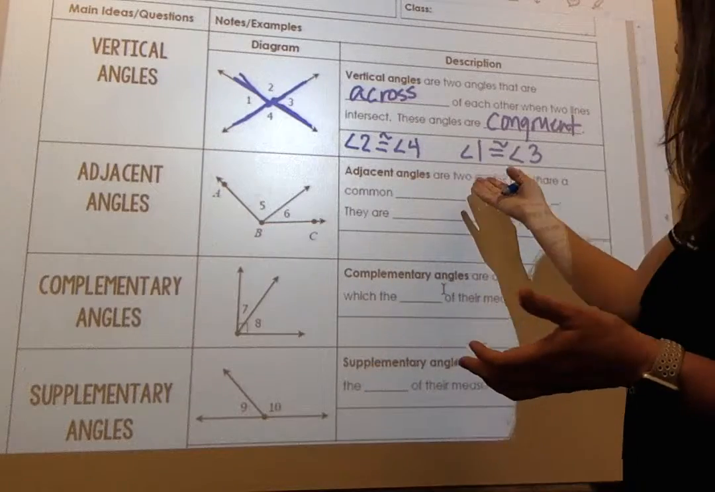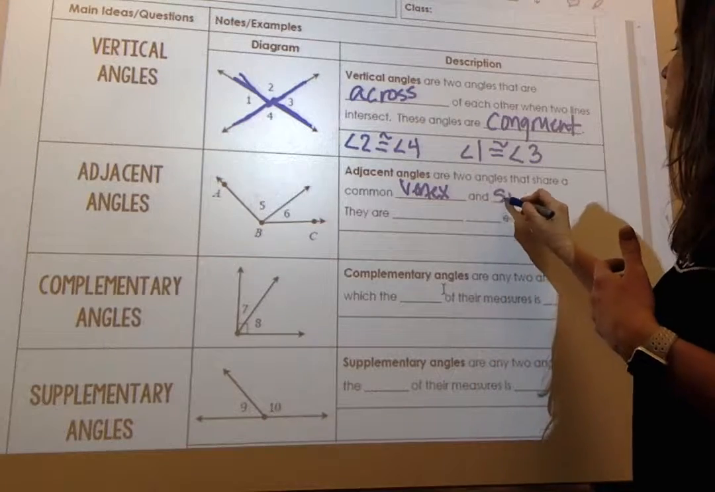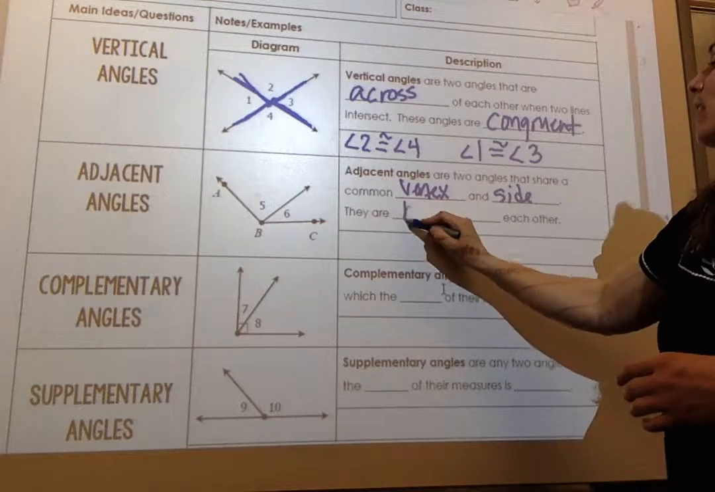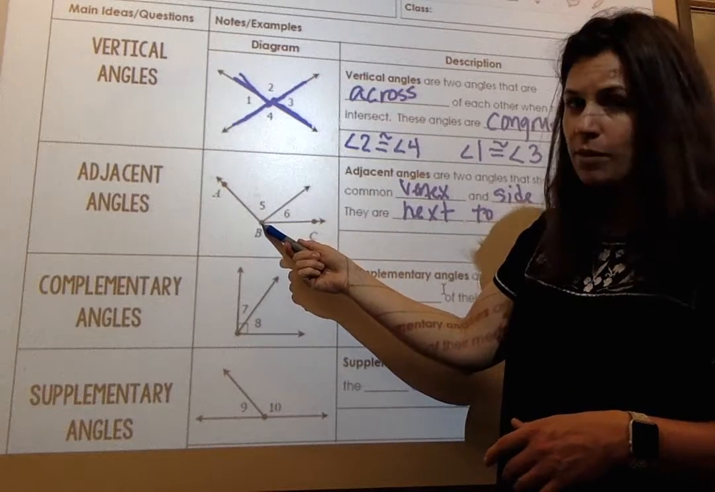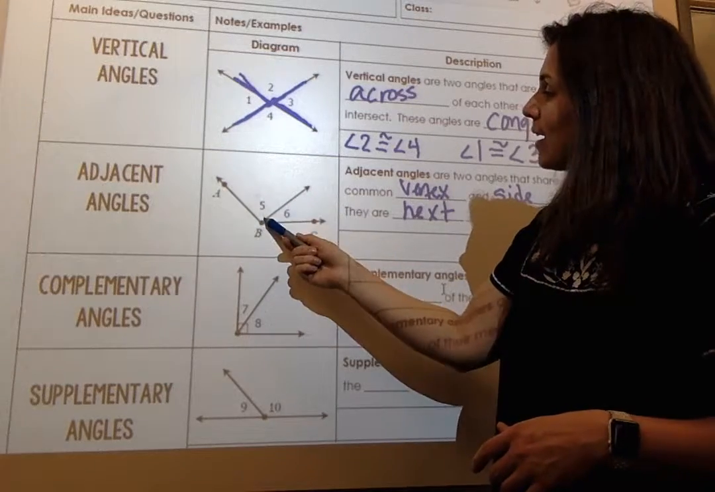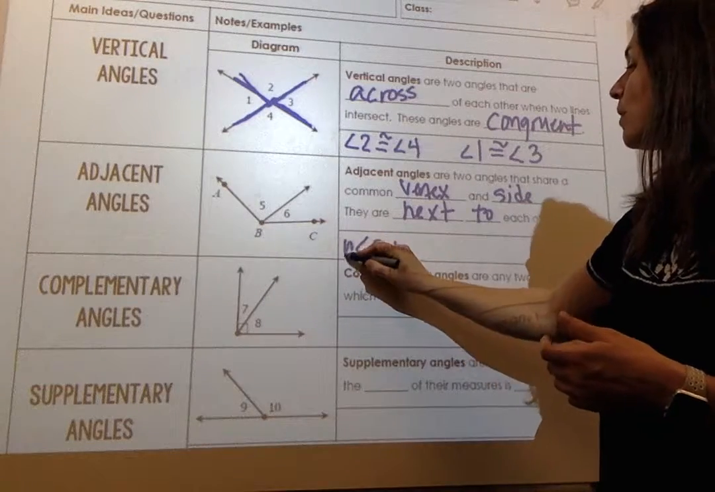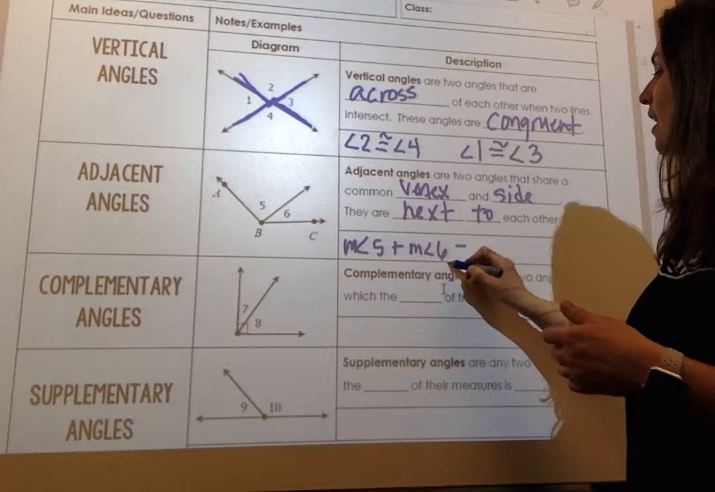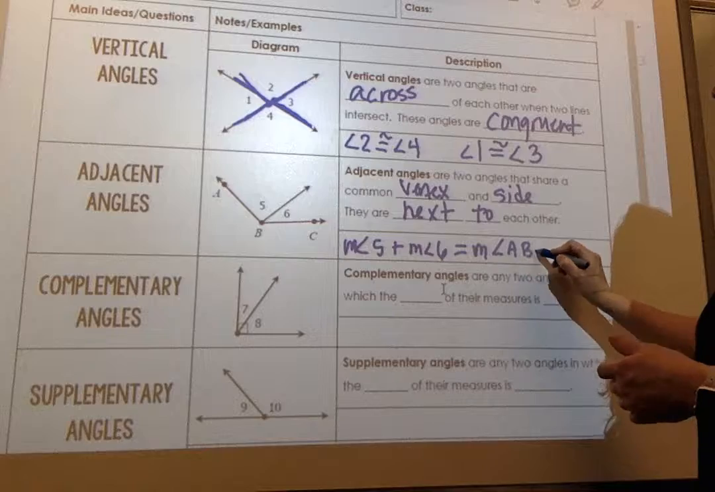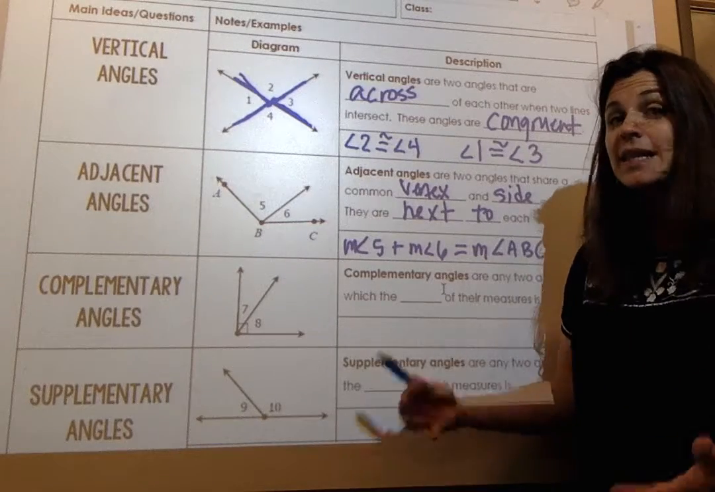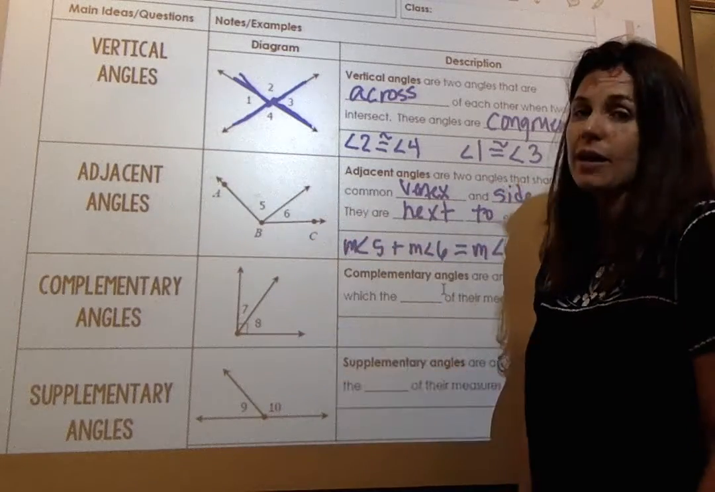Adjacent angles: the synonym for adjacent is near or next to. So adjacent angles are two angles that share a common vertex and side. They are next to each other. If I look at angles 5 and 6, they share that common vertex, they share a side, and they're right next to each other. So I can say that the measurement of angle 5 plus the measurement of angle 6 is going to be equal to the measurement of angle ABC. There's not really much that I can say about adjacent angles. I just know that added together, they would equal the whole big angle.